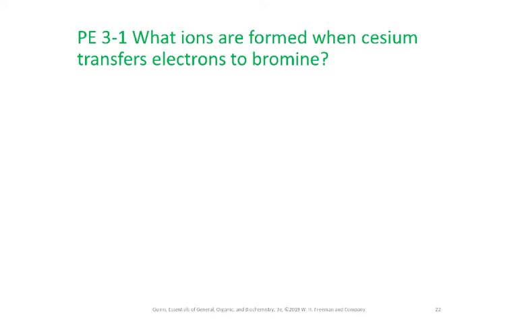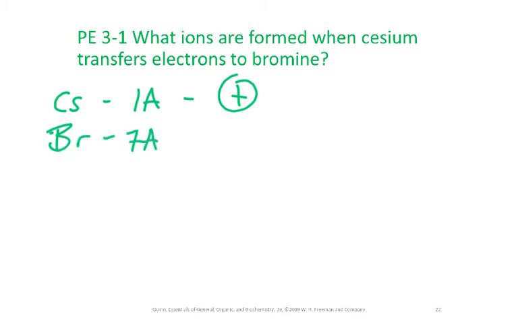Now on your own, what ions are formed when cesium transfers electrons to bromine? Okay, go ahead and pause this and try to answer for yourself. Welcome back. Cesium is Cs. It's in group 1A, so it will take a +1 charge when it loses that electron. It will transfer it to bromine, which is in 7A. 7 minus 8 would be a -1 charge, so we get Cs+ and Br-.